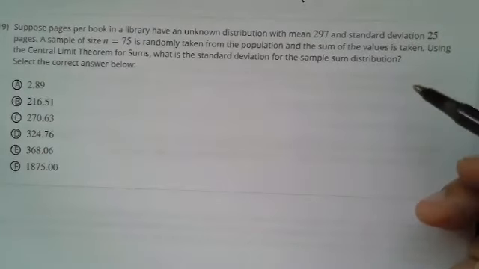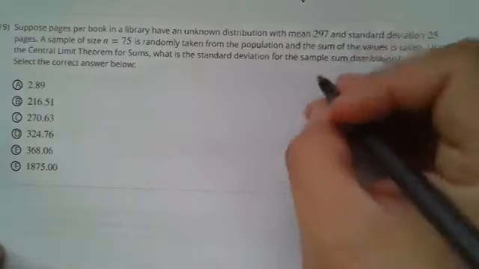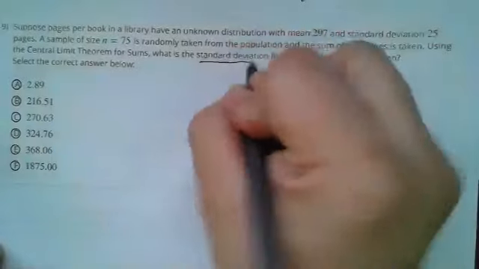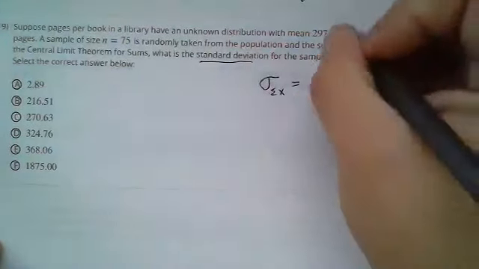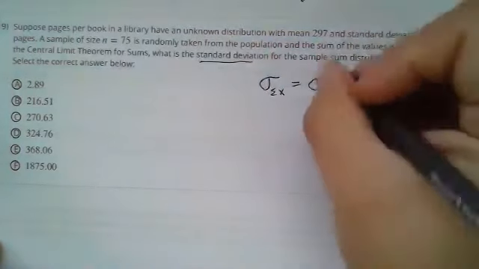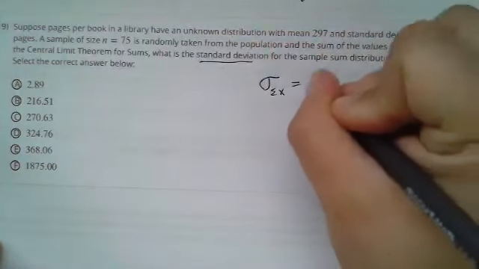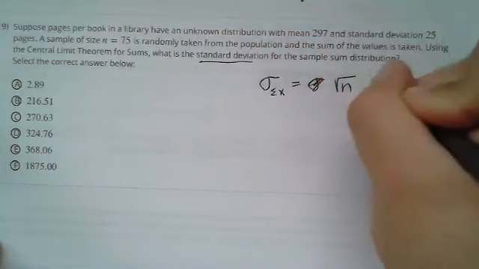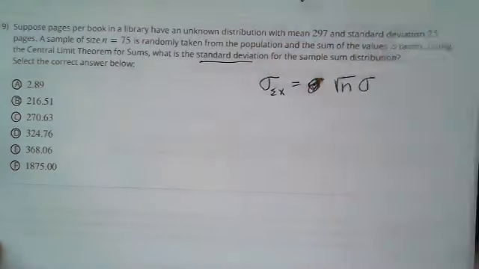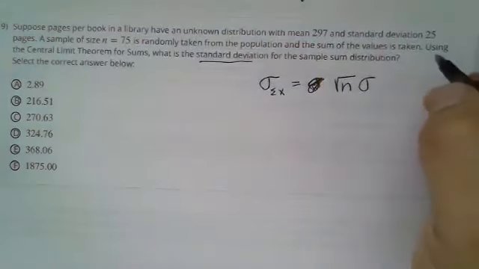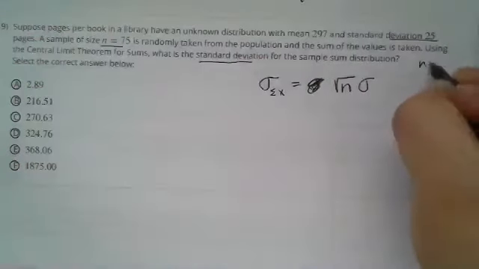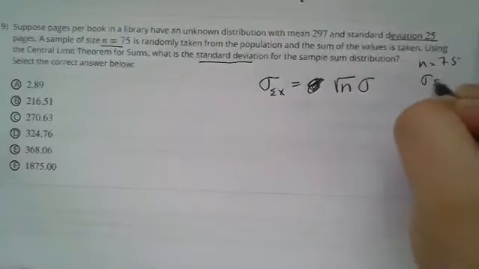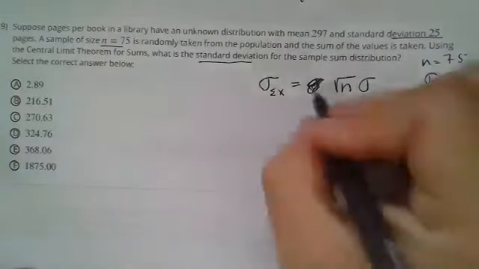So what is the central limit theorem for sums? The standard deviation for the sample sum distribution is the square root of n times the standard deviation, okay? The original. So we have n and we have standard deviation. n is 75, standard deviation is 25. So you just plug it in.